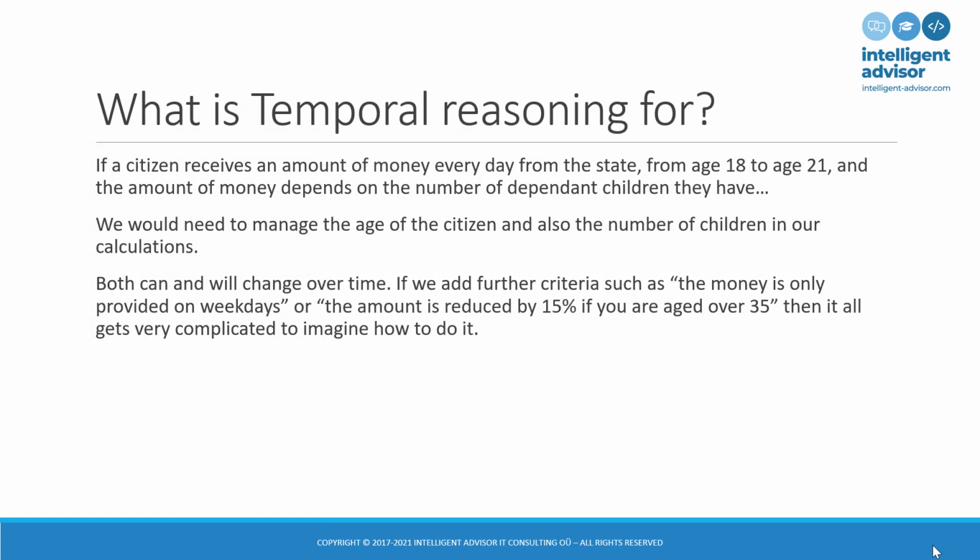So, what is it for? If you were to receive an amount of money every day from your state, from age 18 to 21, and the amount of money depends on the number of children that the citizen has, we would need to manage the age of the citizen, because you're only eligible between 18 and 21, and also the number of children in our calculations, if we say that the amount of benefit you get is dependent on the number of children. So both can and will change over time. If you then add another criteria, such as the money is only provided on weekdays or the amount is reduced by 15% if you're aged over 35, then it gets very complicated to imagine how to do it with traditional data and rules.